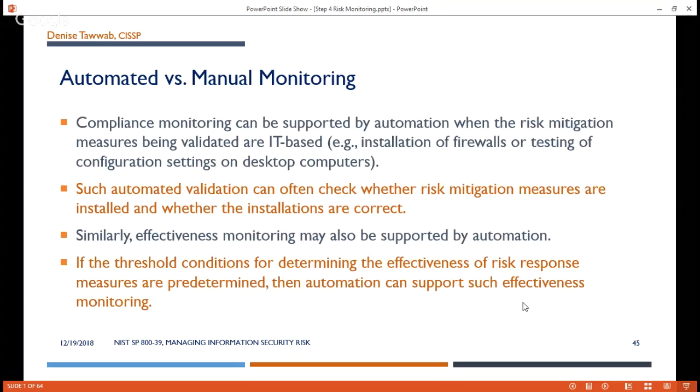This monitoring can be supported by automation when the risk mitigation measures being validated are IT based. For example, installation of firewalls or testing of configuration settings on desktop computers. Such automated validation can often check whether risk mitigation measures are installed and whether the installations are correct. Similarly, effectiveness monitoring can also be supported by automation. If the threshold conditions for determining the effectiveness of risk response measures are predetermined, then automation can support such effectiveness monitoring.